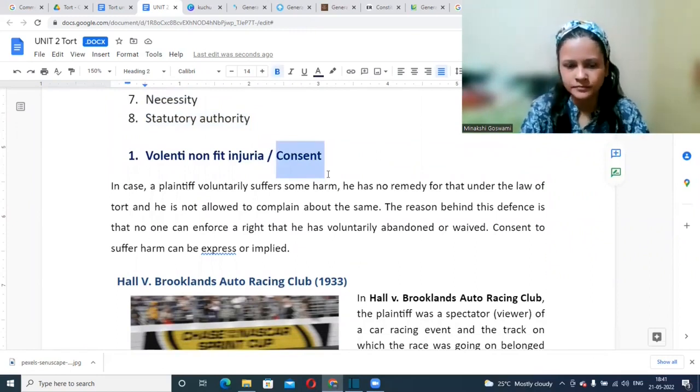Consent is ready to pay for his loss, something like that. Consent is like approval, once you agree.